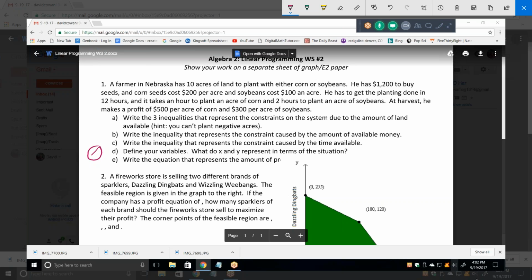What's the question the farmer is facing? Only read the first sentence. What's his number one choice that he has to make? He has 10 acres of land to plant. What can he plant on it? 10 acres. No, he can plant either corn or soybeans. So what do you suppose his decision has to be? Either corn or soybean. What are your variables going to be?